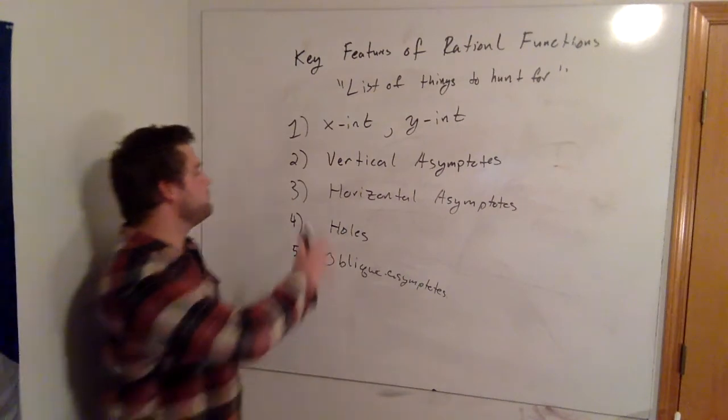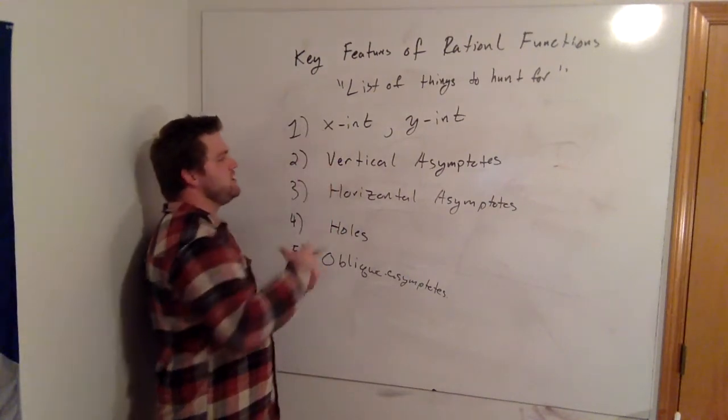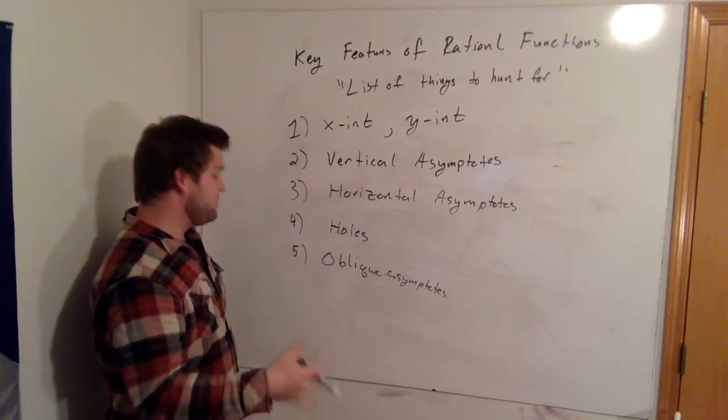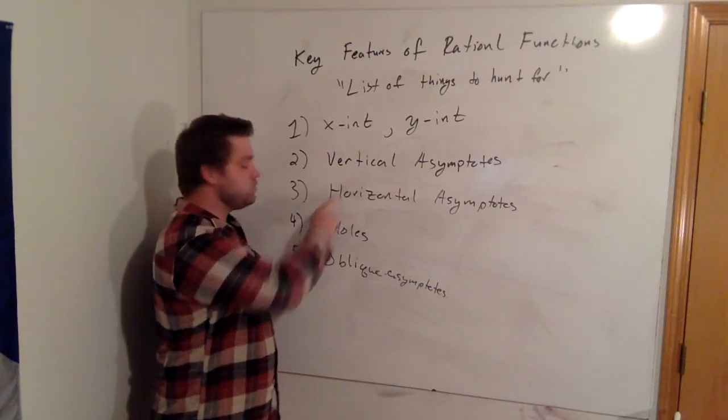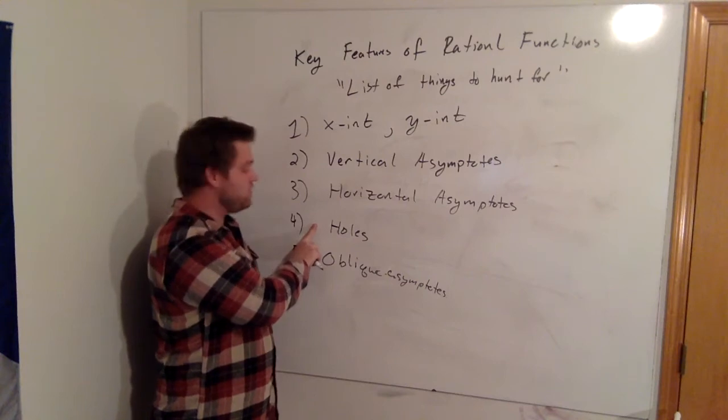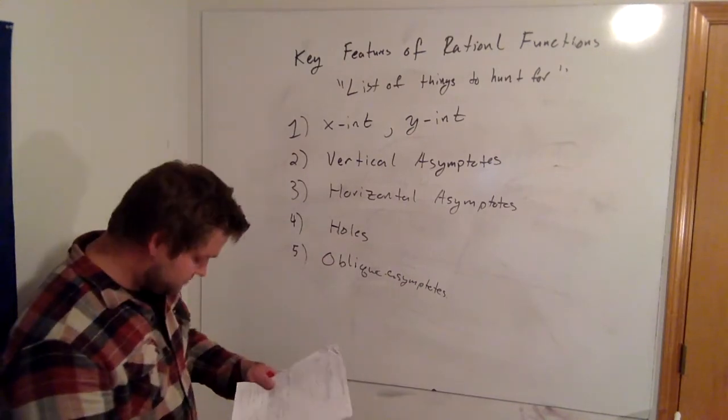Okay, we're going to focus first on numbers 1, 2, and 3: x and y intercepts, vertical asymptotes, and horizontal asymptotes. Then we'll look for these features that don't always happen, but ones we want to watch out for: holes and oblique asymptotes.